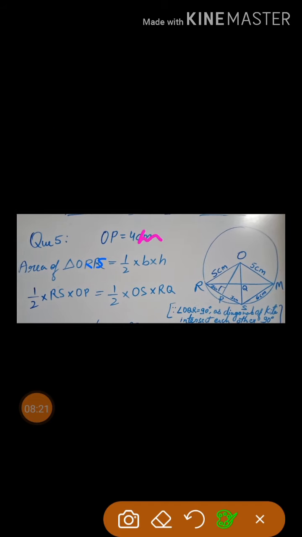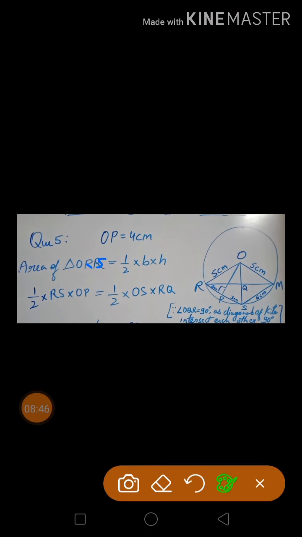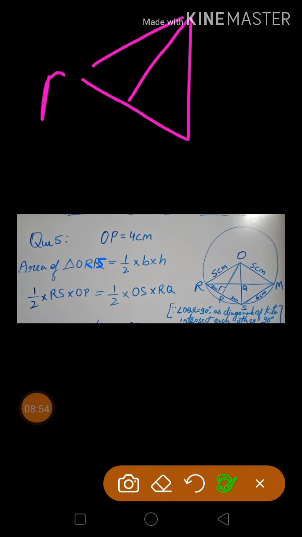So now we are taking triangle ORS, means this triangle ORS. In this triangle we are finding the area. What is the area of a triangle? 1/2 base into height. This is the formula for finding the area of a triangle. So here the base is, you can see this is the triangle ORS. In this way it is drawn. This is the perpendicular. So this is R, S, and this is O.